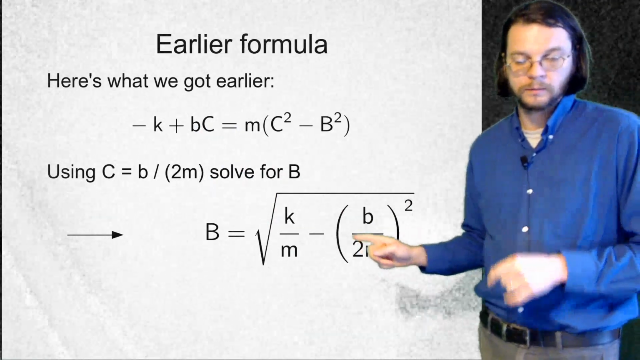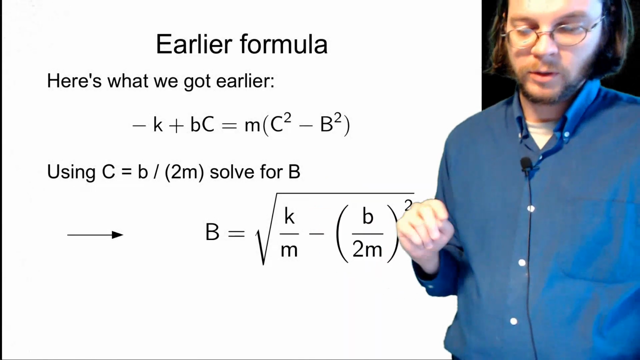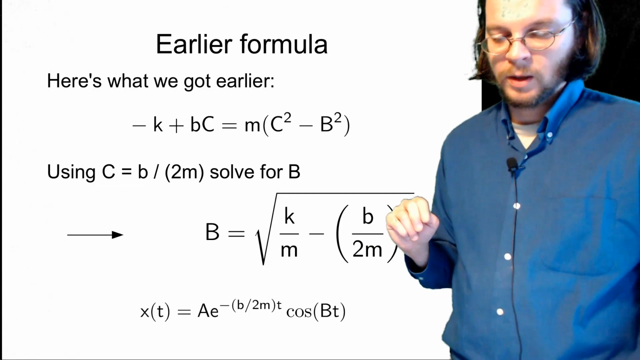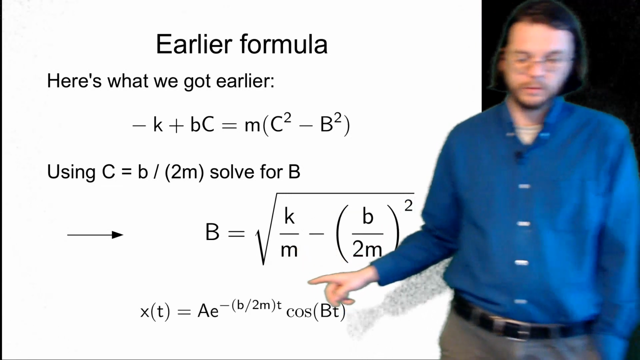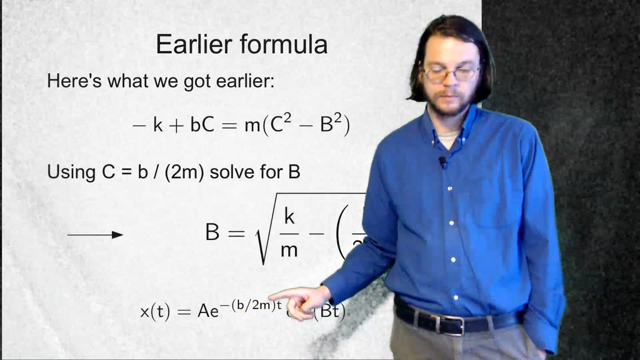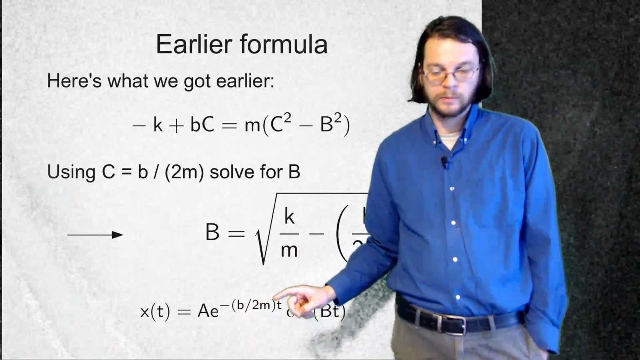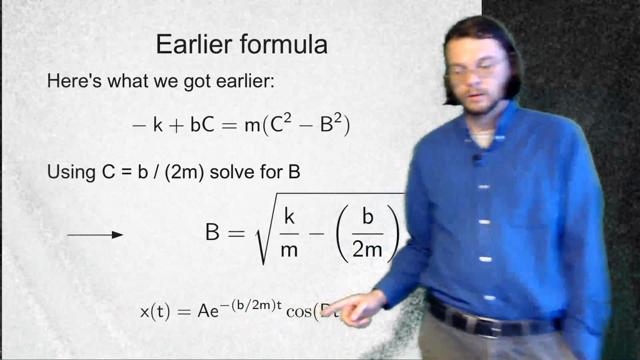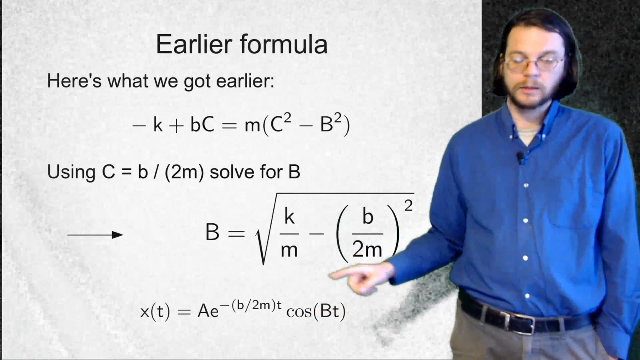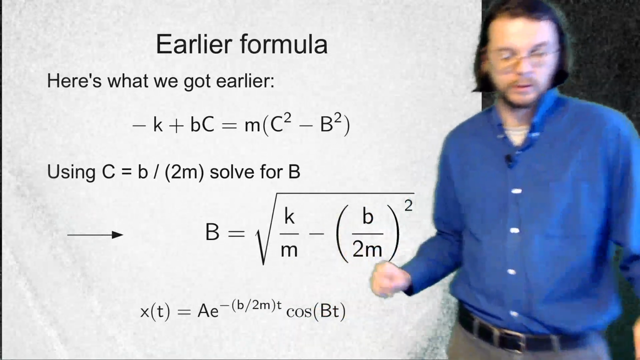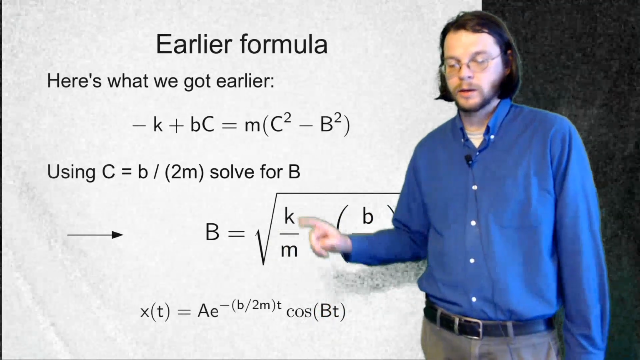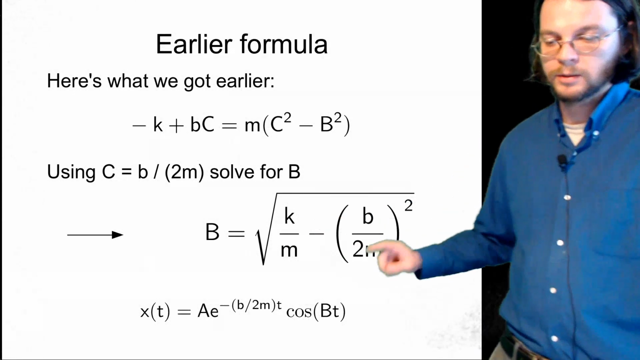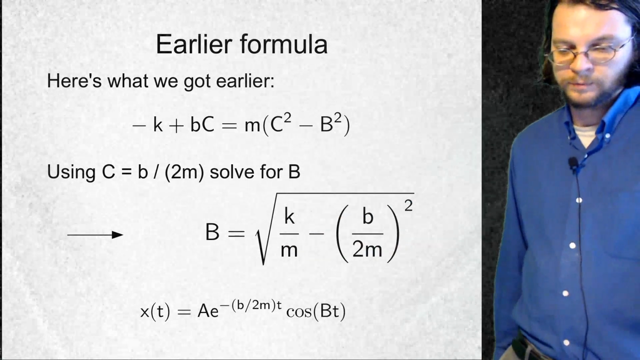So this is what you get, and it's important to talk about what this means because this is kind of interesting. At the end of the day, you end up getting this sort of a thing again. So e to the minus b over 2m times the time. Time's out on the top, by the way, not on the bottom. And then the cosine term is going to oscillate according to this thing. So the cosine term is not oscillating according to square root of k over m. Instead, it's oscillating according to square root of k over m minus this damping thing.